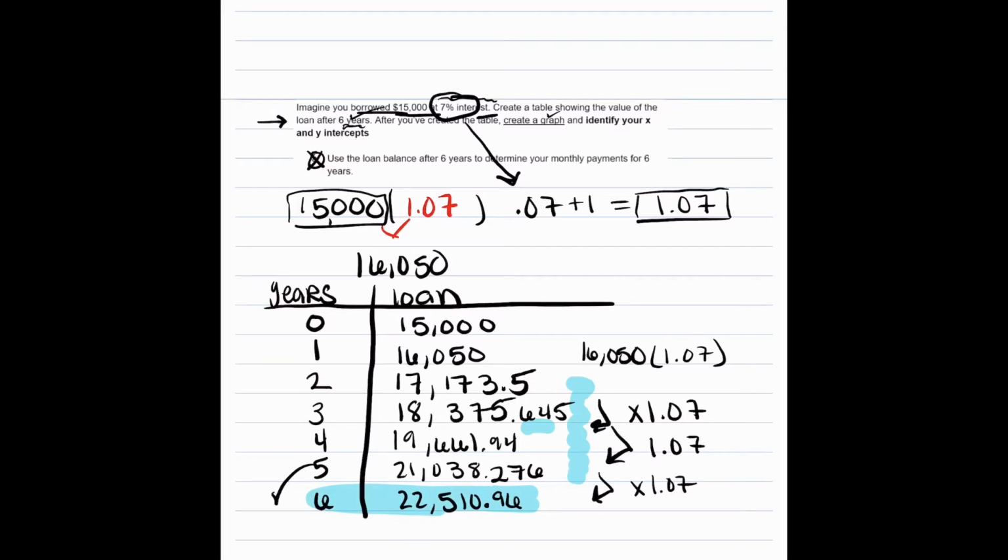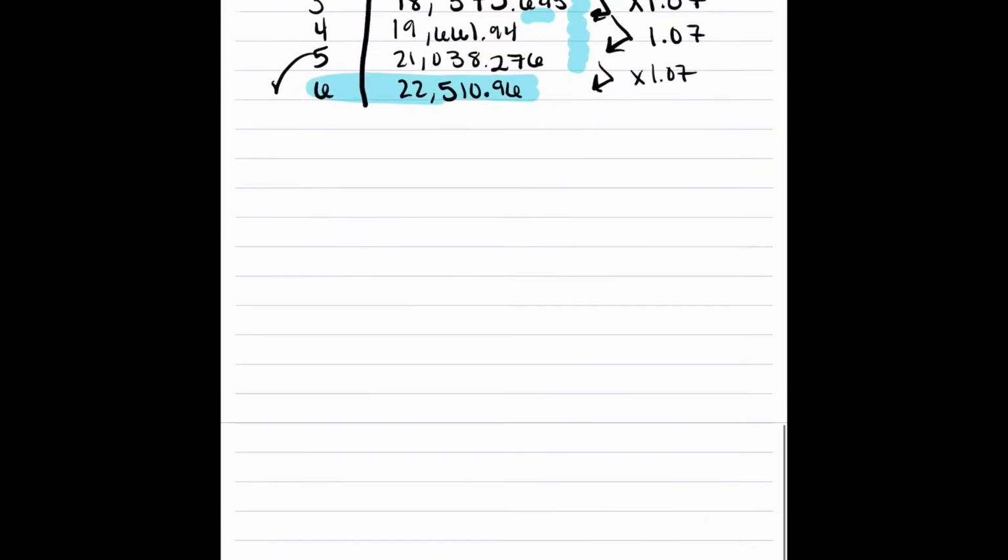After you've created a table, create a graph and identify your intercepts. So we're going to go ahead and graph this. So I'm going to draw in my axes. Make sure you label your axes as well. So I'm labeling the X, the Y, and then create that scale for me so I know what you are counting by. Don't just draw the little lines.